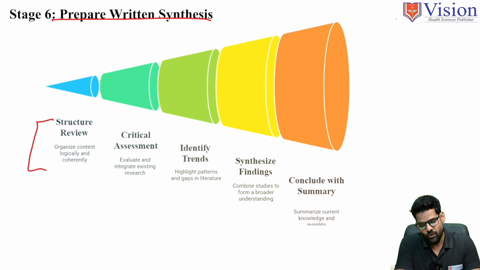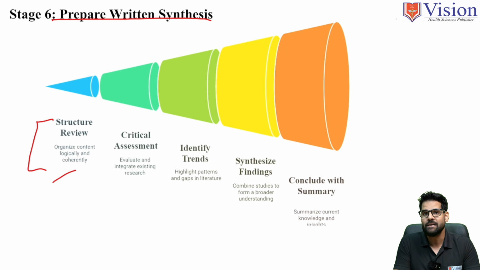So, structure review: organize the content logically and coherently. Put the most recent one, and connect in such a way that when readers are reading your literature, it should not look merely like a compilation of the research. It should have some logical understanding. There should be a logical connection between them, okay?